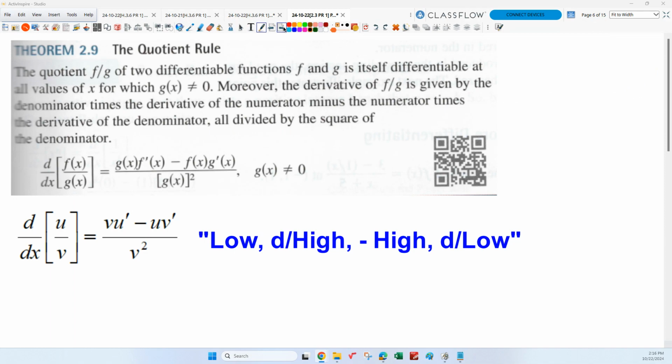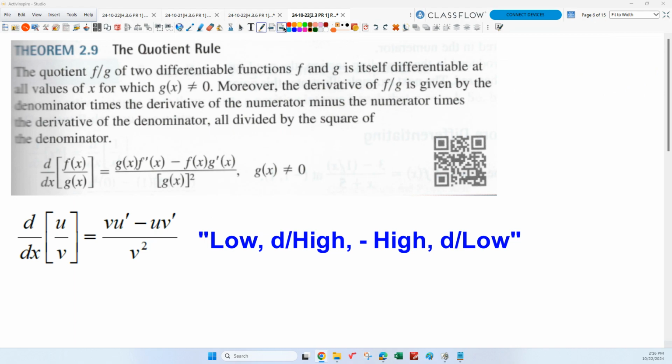But it's very similar. So again, if we're taking the derivative of a quotient of functions, f of x over g of x, here's the complicated way of writing it. But write it in terms of u's and v's. The derivative with respect to x of u over v is v u prime minus u v prime over v squared. Now, how do you remember that? Here's how people remember this. Low d high minus high d low. That's what goes on top.